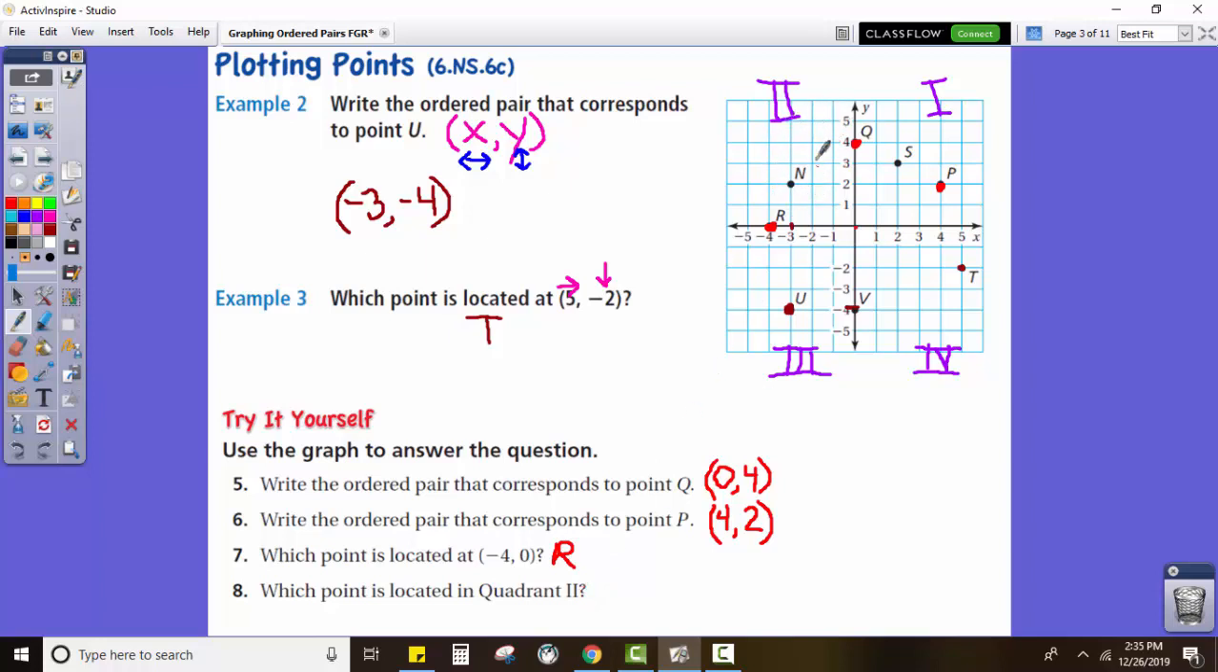In this quadrant, there's only one point. It is point N right there. Okay, you cannot say Q is in quadrant 2 because it's on the y-axis. It's not in quadrant 1 and 2. Nope, it's just on the y-axis. And you also cannot say R because R is on the x-axis. It's not in quadrant 2 and quadrant 3. So the only point that's in quadrant 2 is point N.